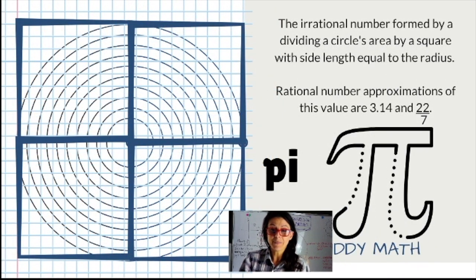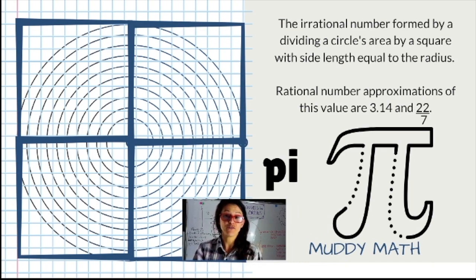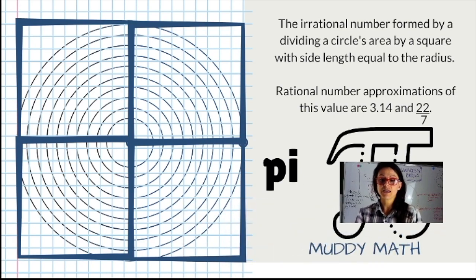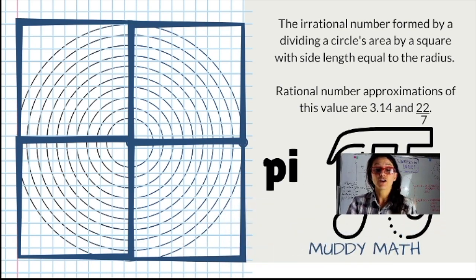Now we can start to think about pi as the irrational number formed by dividing a circle's area by a square with side length equal to the radius. So that's a heavy definition. Basically, look at this image and you'll see that there are 4 squares that are required to enclose the circle inside of it. So we use 4 squares. Those squares have side length of the radius. So the radius is the side length of each of those squares, the radius of the greatest circle in these concentric circles. And you can see that it's less than 4.